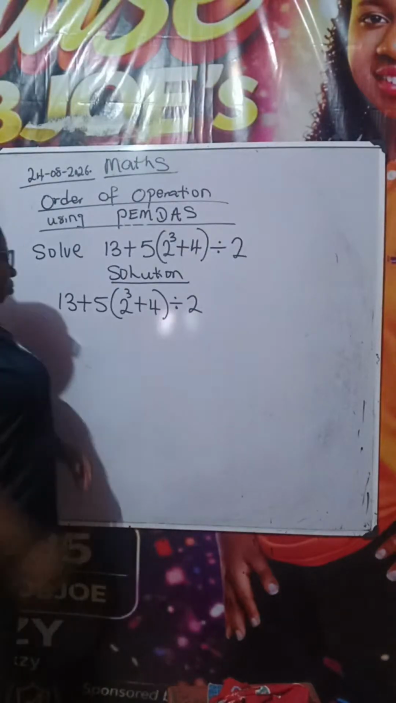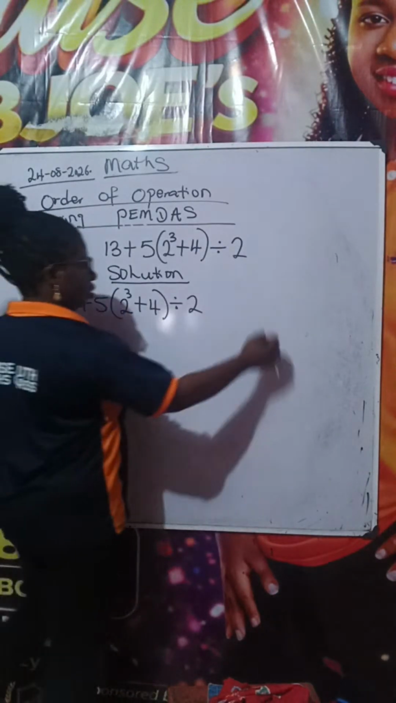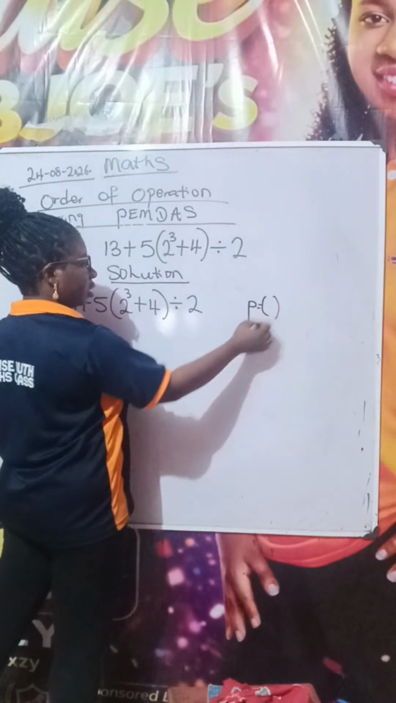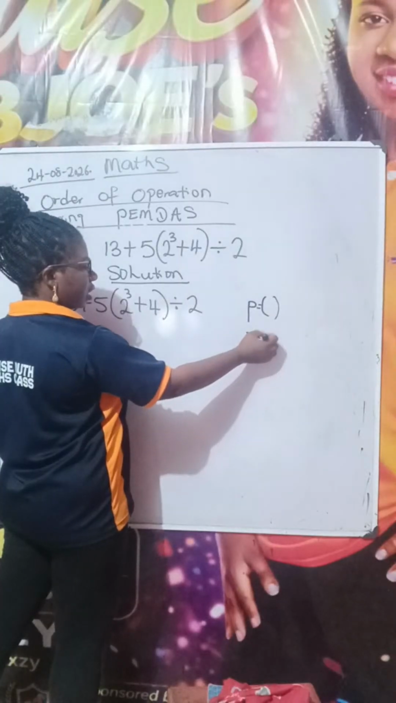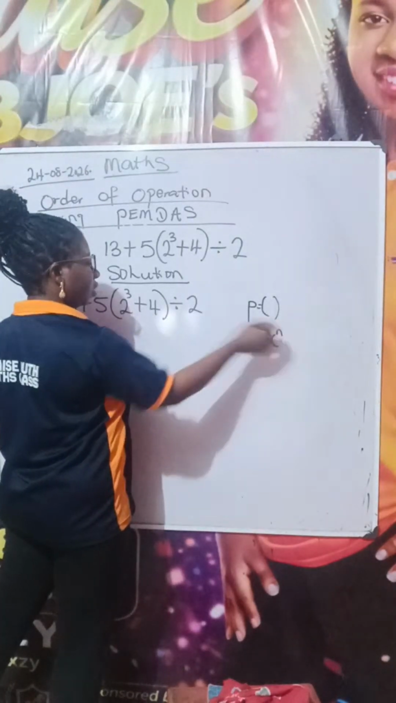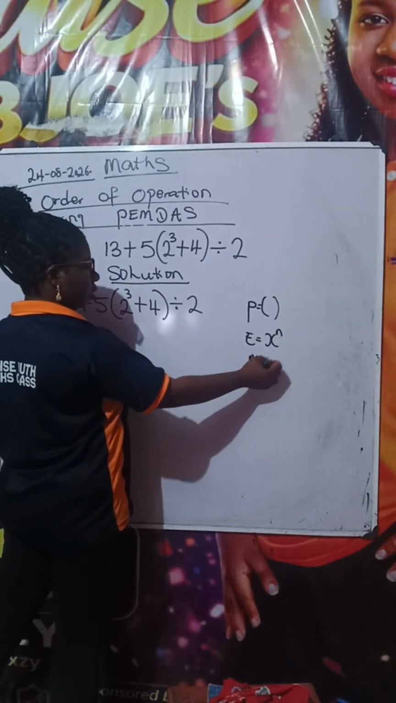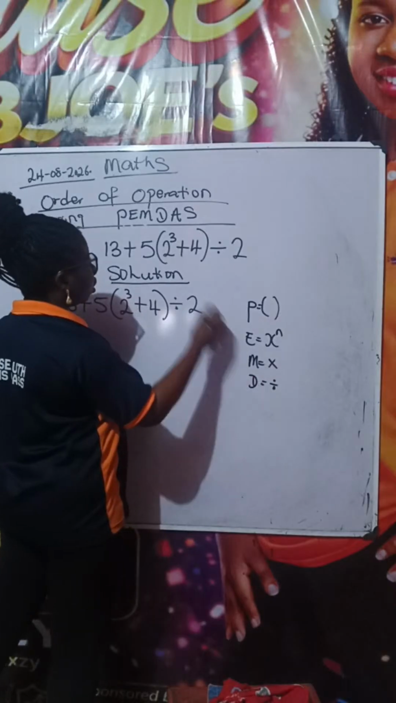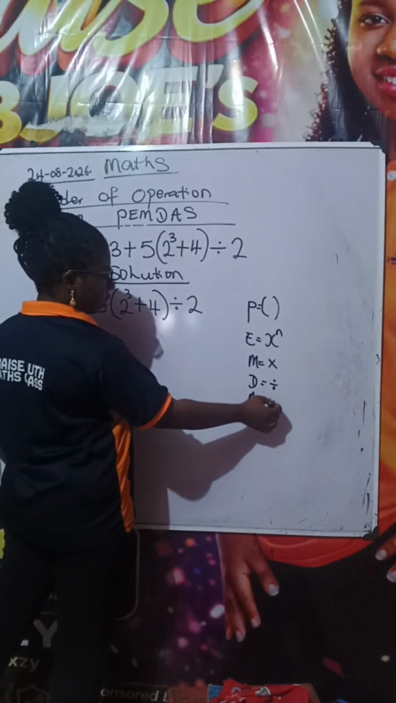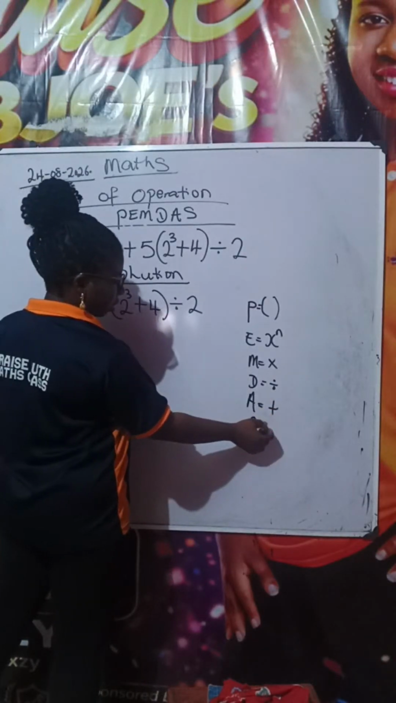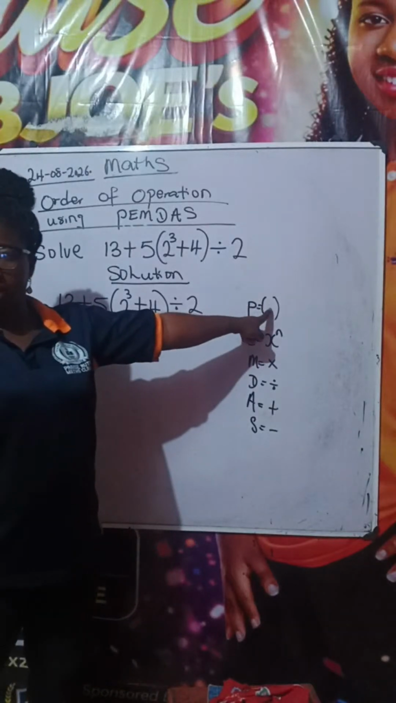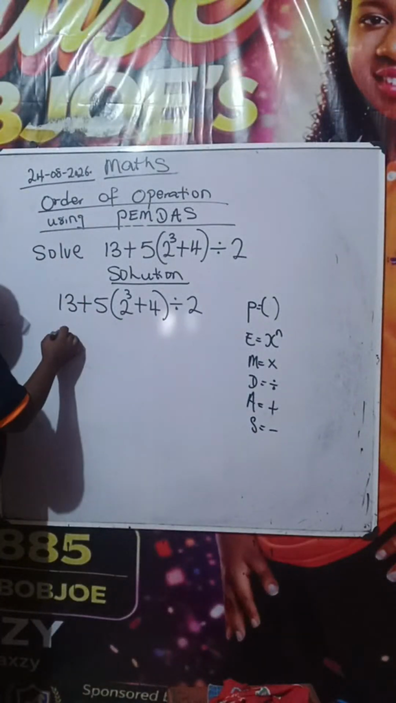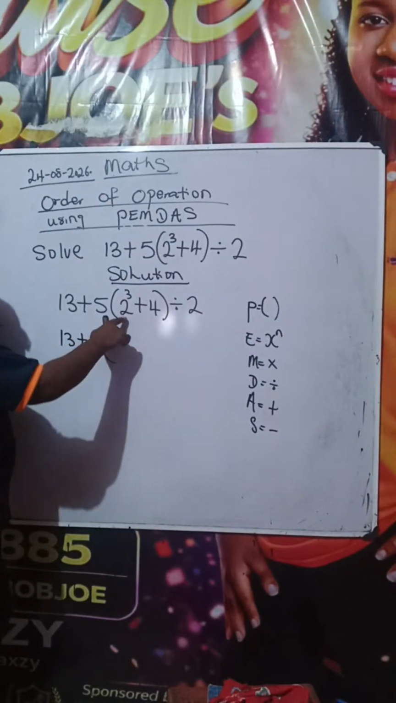Now we start from the parentheses, the bracket. So I think we should state it here so everybody will understand. Can you see this side? P is bracket, E is exponent, like when you have a number raised to a power. M is multiplication, D is division, A is addition, which is plus, and S is minus. So we start from the bracket. Anything inside the bracket is what we solve first, and that will be 13 plus 5, then 2 raised to the power of 3.